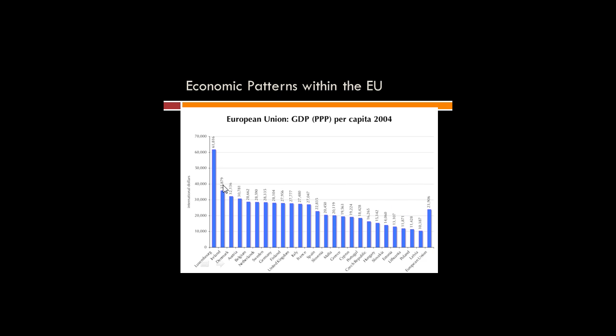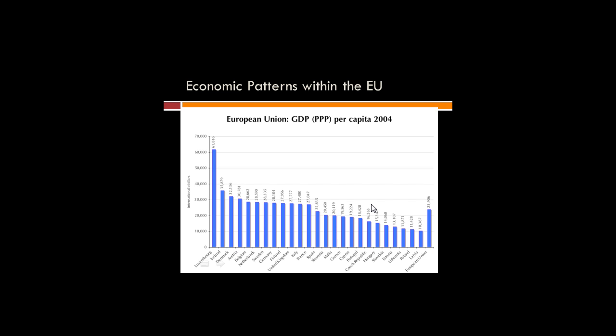These are primarily Western and North European countries. These are primarily Eastern and South European countries. So the farther north and west you go in Europe, typically the wealthier it is. The farther south and especially east you go in Europe, typically the poorer it is.